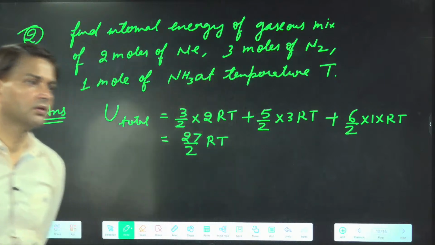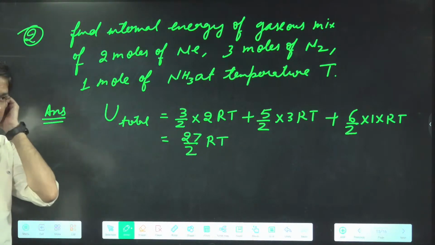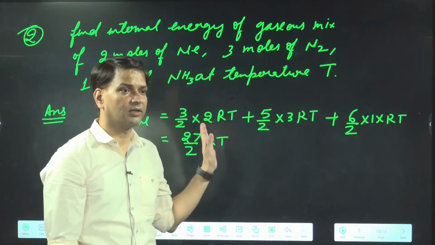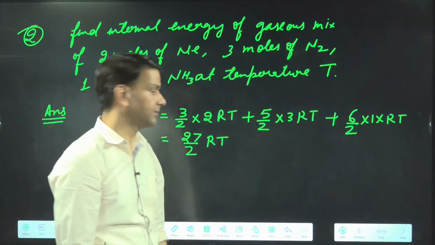Okay. Got it? Everybody, any problem? Directly formula based, F by 2 nRT. Okay. Now next.